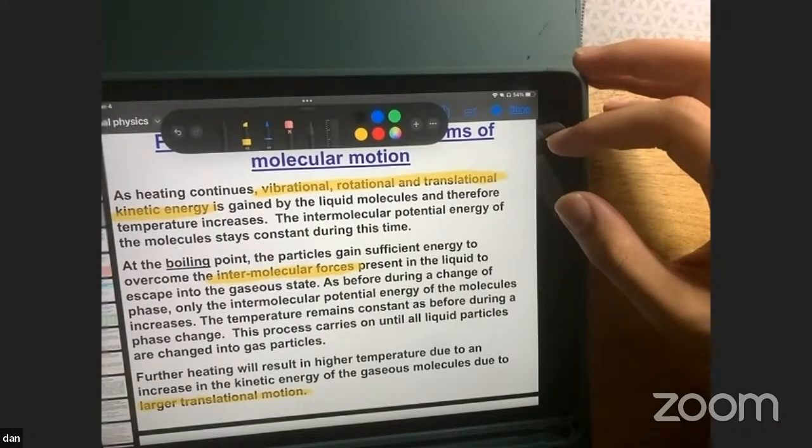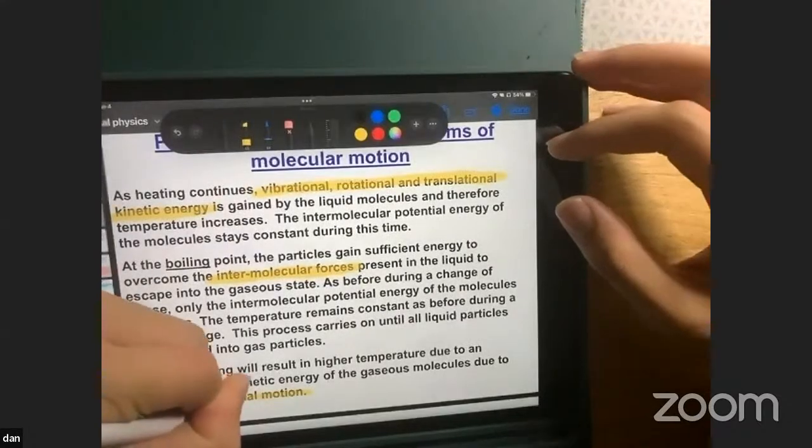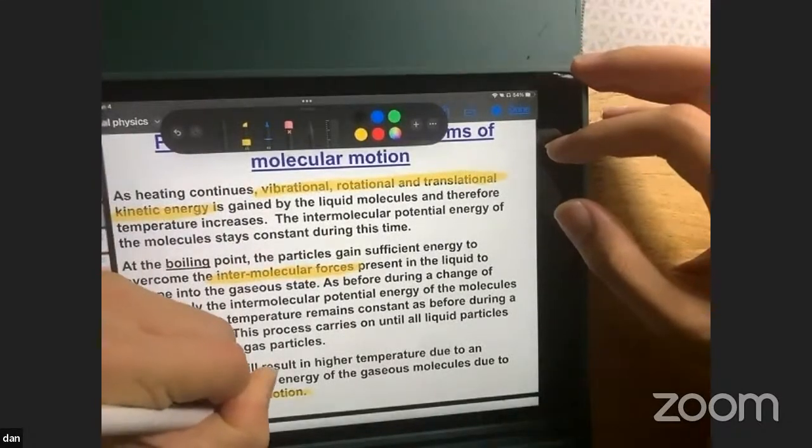Zipping around. Okay. Sorry, is that what you're looking for? They don't ask you for definition usually. They don't.